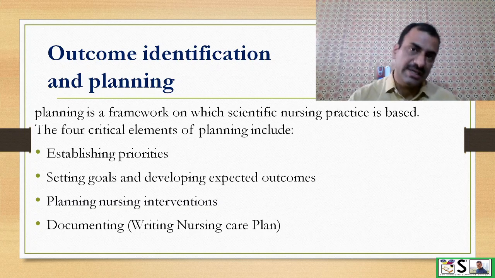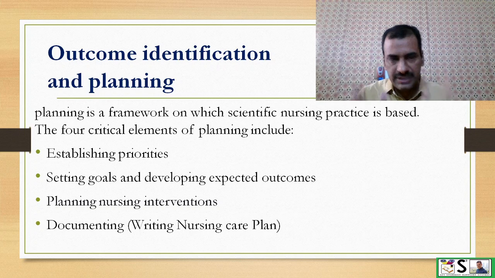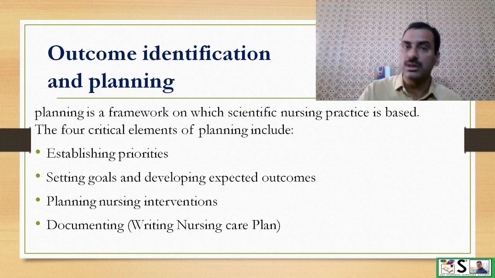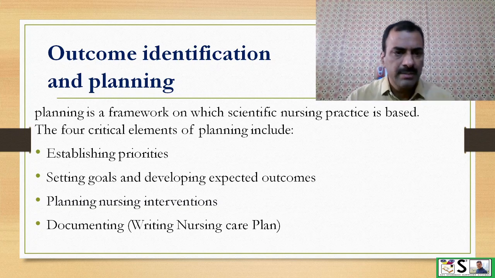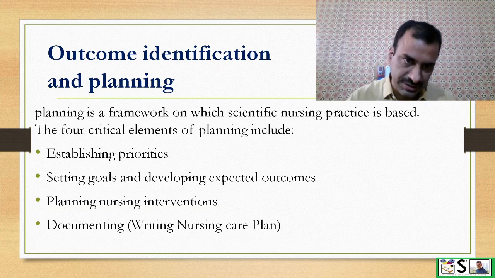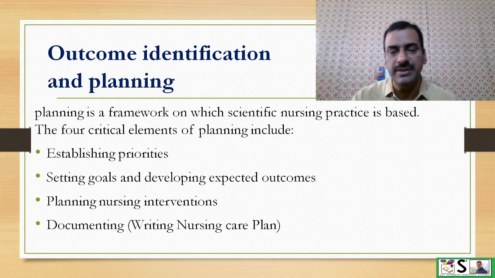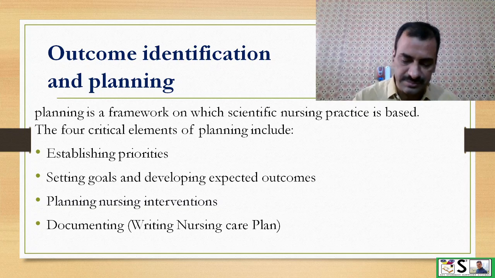Now, outcome identification and planning. So here we decide what should be the outcome after implementing the nursing care, meaning our goals. Planning is a framework on which scientific nursing practice is based. The four critical elements in planning include establishing priorities, setting goals and developing expected outcomes, planning nursing interventions, and finally documenting or writing the nursing care plan.